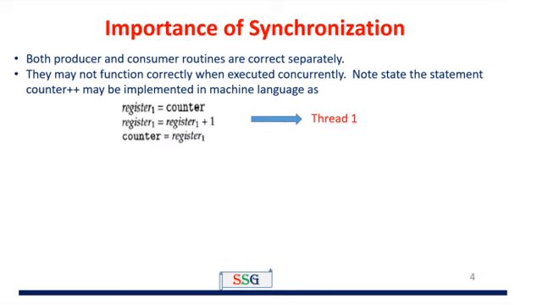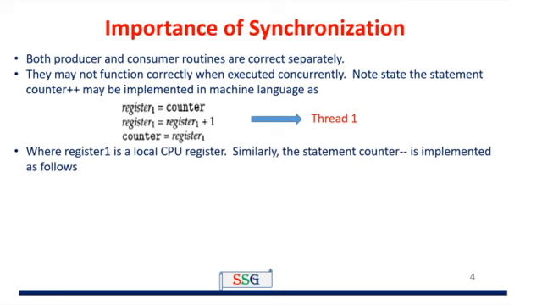Note that the statement counter plus plus may be implemented in machine language as follows. Counter plus plus means counter equal to counter plus 1. The equivalent machine code is given below. First of all, the counter value is assigned to one of the registers in the CPU, that is, counter value assigned to register 1. Then register 1 equal to register 1 plus 1. Then register 1 assigned to counter. So the counter plus plus statement is replaced with these 3 statements in the machine code. Consider these 3 statements as thread 1, where register 1 is a local CPU register.